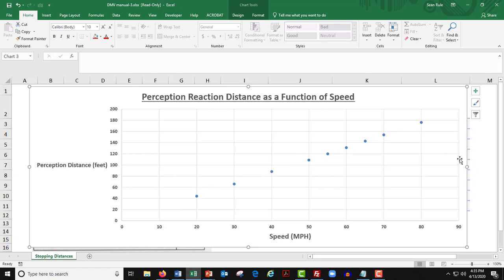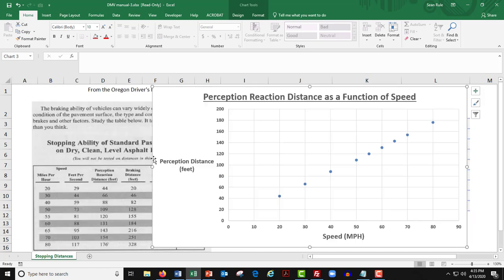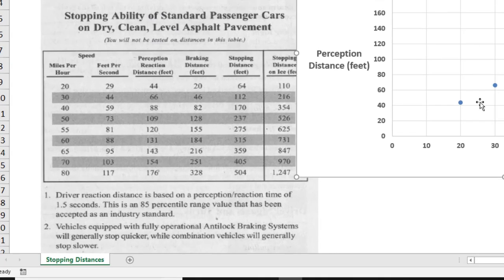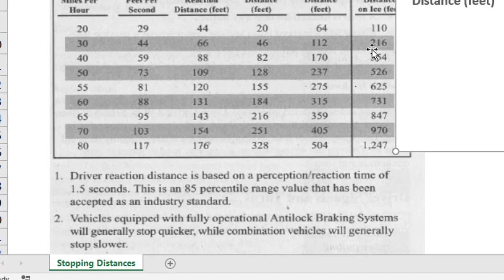What I'd like you to do is go back to the original text from the Oregon Driver's Manual, and look down at these footnotes down here. Hit pause, read those footnotes right there, and see if you can figure out why this straight line is here based on those footnotes. Go ahead and hit pause and think about it.